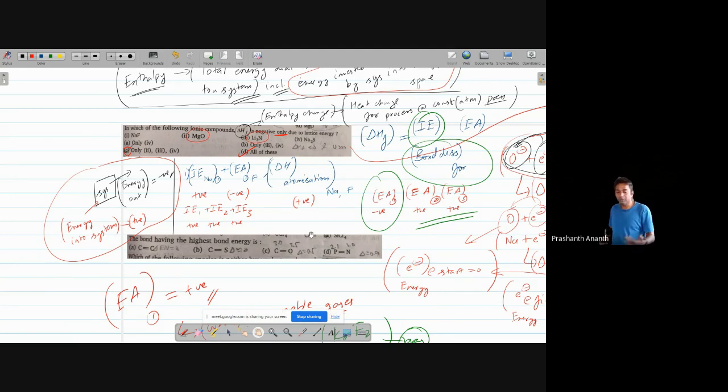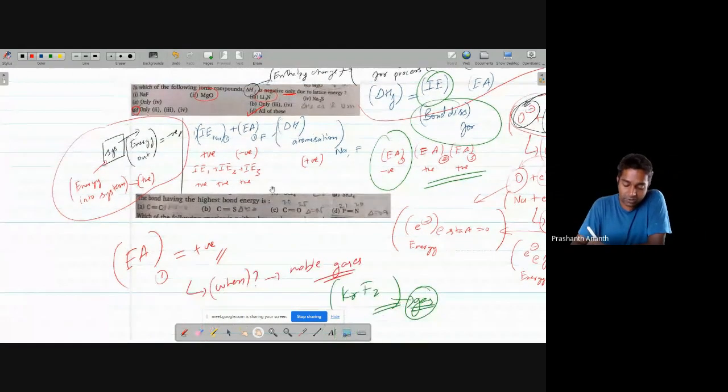So for answer C to be correct, they have to mention at least one point saying to treat electron gain enthalpy as a combined system, not as individual pieces. That's the basic thing there. Now let's look at the second one.